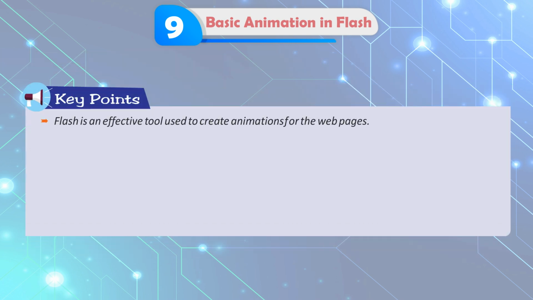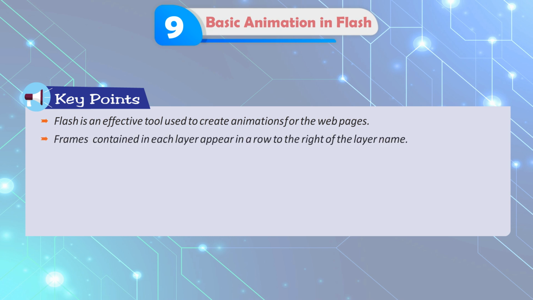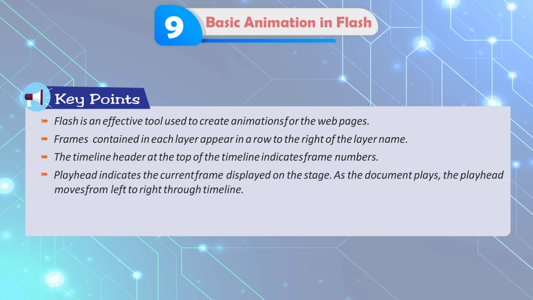Key points. Flash is an effective tool used to create animations for web pages. Frames contained in each layer appear in a row to the right of the layer name. The timeline header at the top of the timeline indicates frame numbers. The playhead indicates the current frame displayed on the stage. As the document plays, the playhead moves from left to right through the timeline.